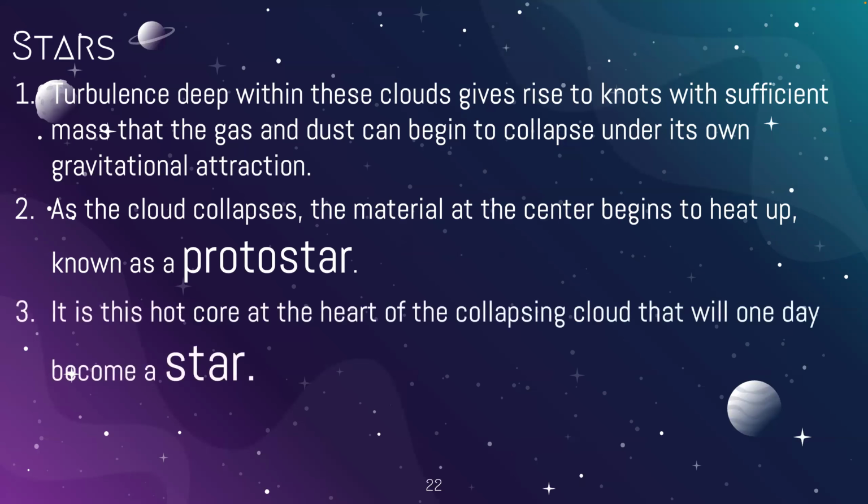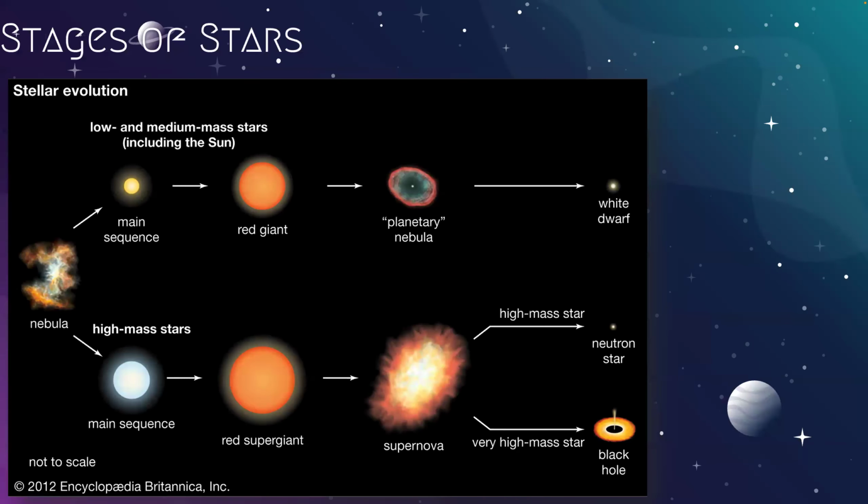Now, it is this core at the heart of the collapsing cloud that will one day become a star, right? One day become a star means one day it will have enough mass to start fusion reaction. But for now, it doesn't have enough mass, so we call this a protostar. So we'll see the sequence, or the stages, of the star. It starts with nebula. Now, how much mass the nebula has, how big the nebula was, decides the fate of the star. Will it die as a white dwarf, or will it die as a neutron star, or will it die as a black hole?